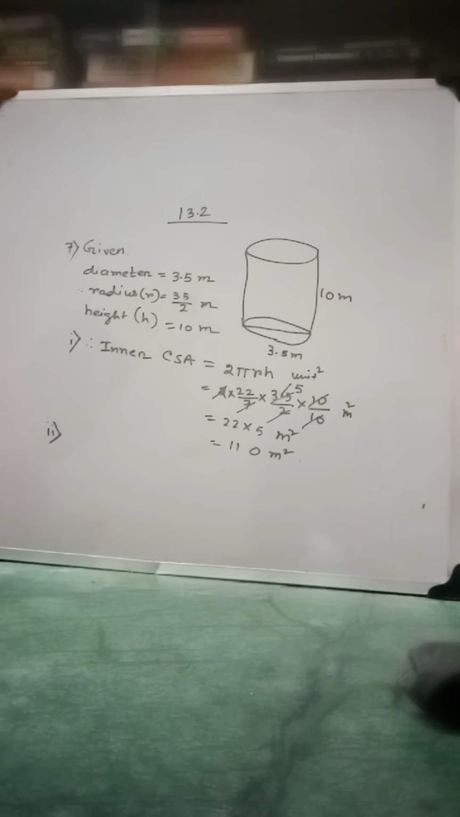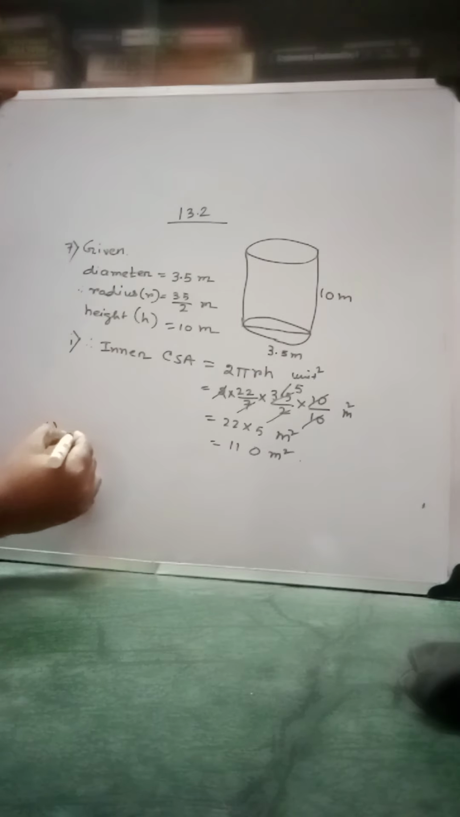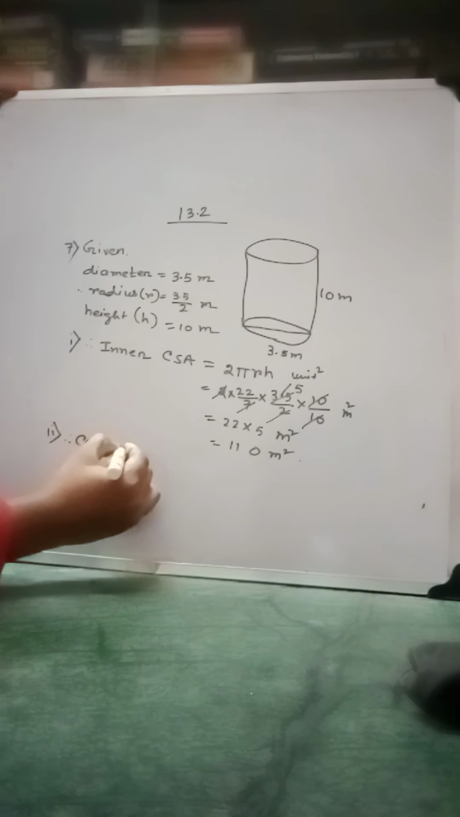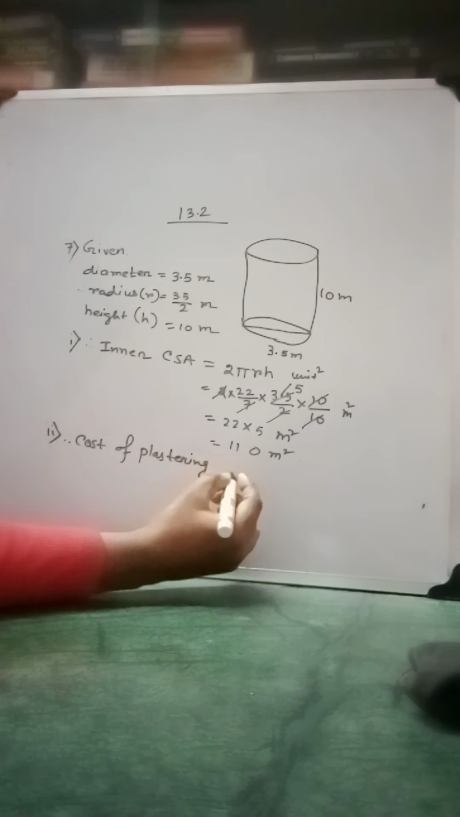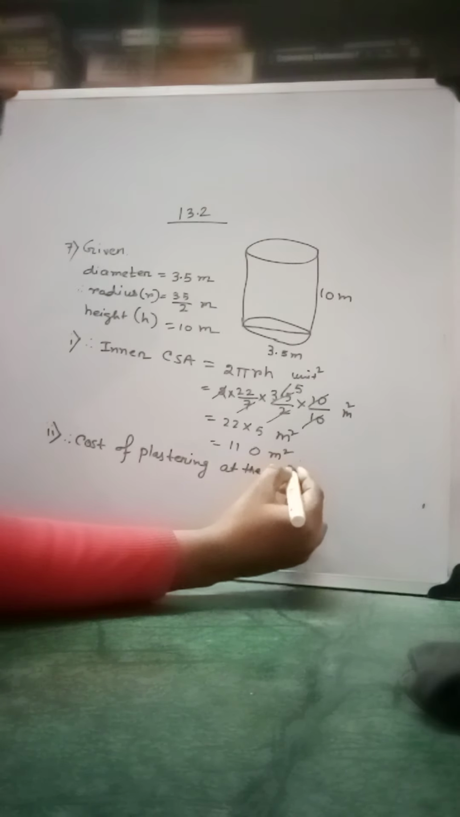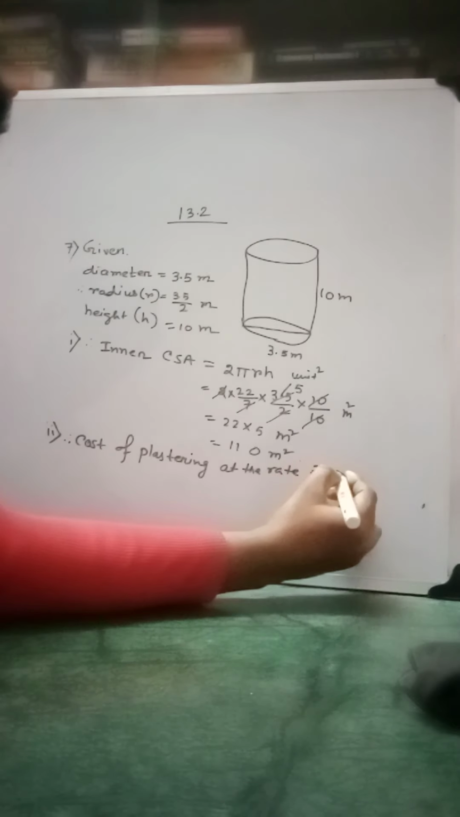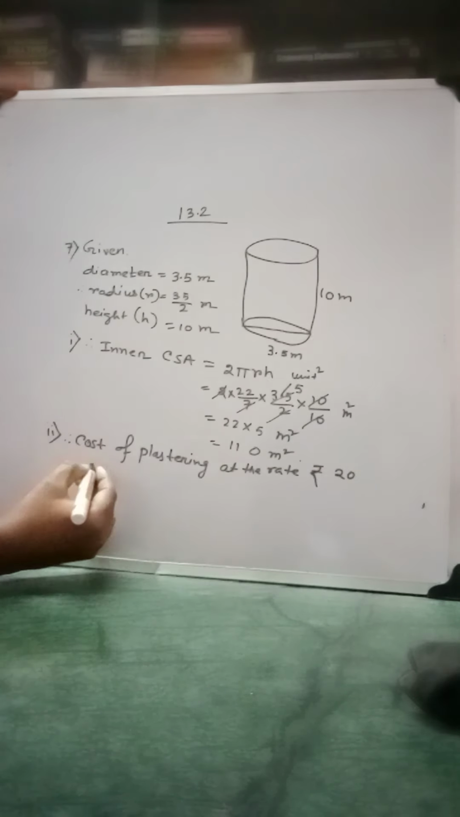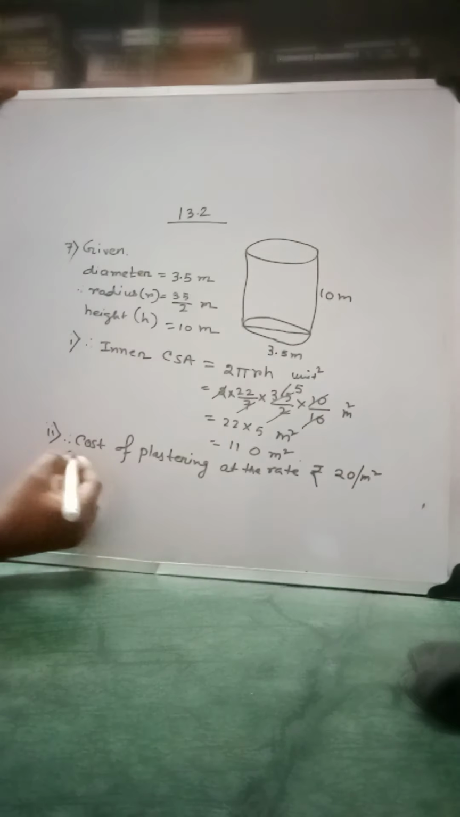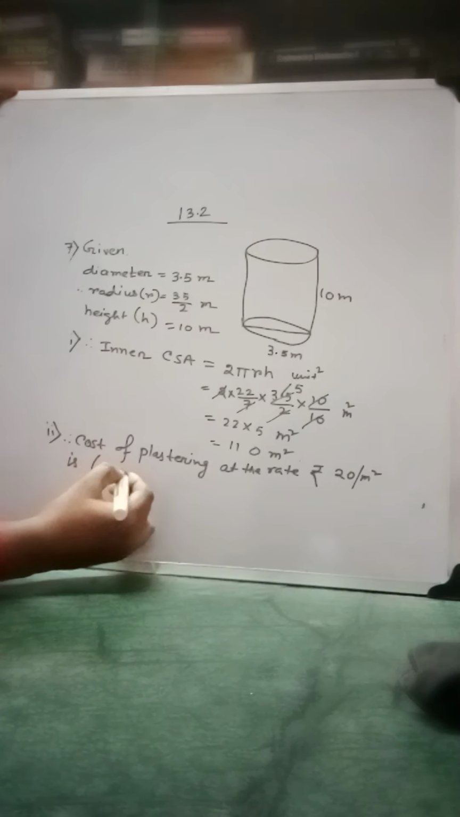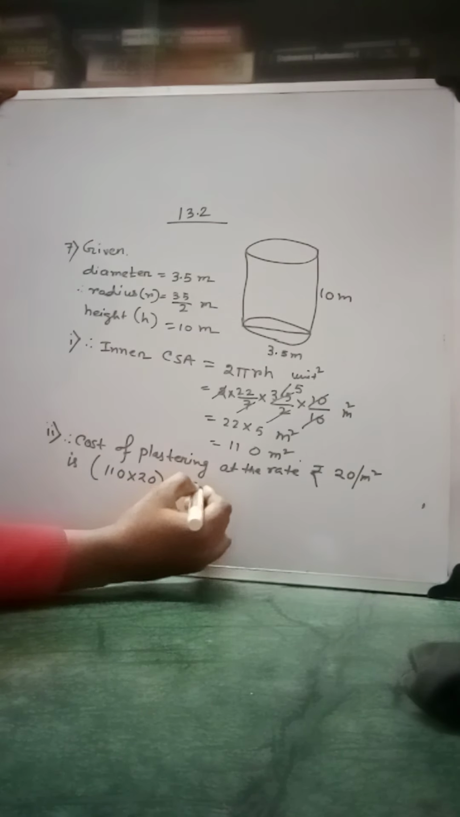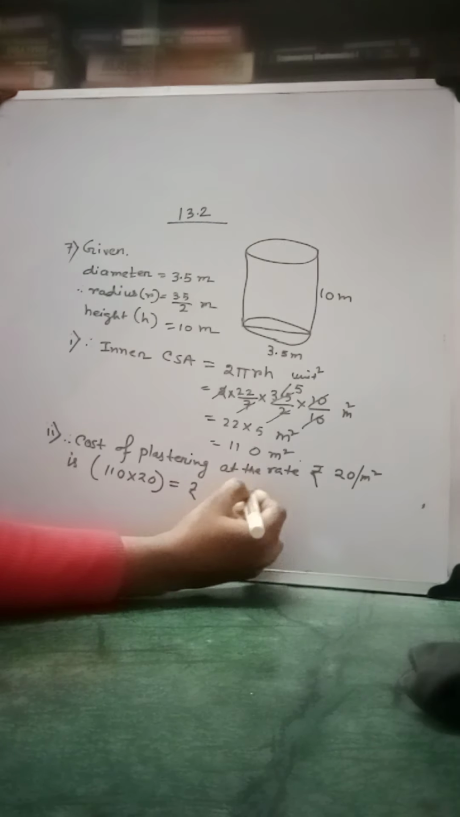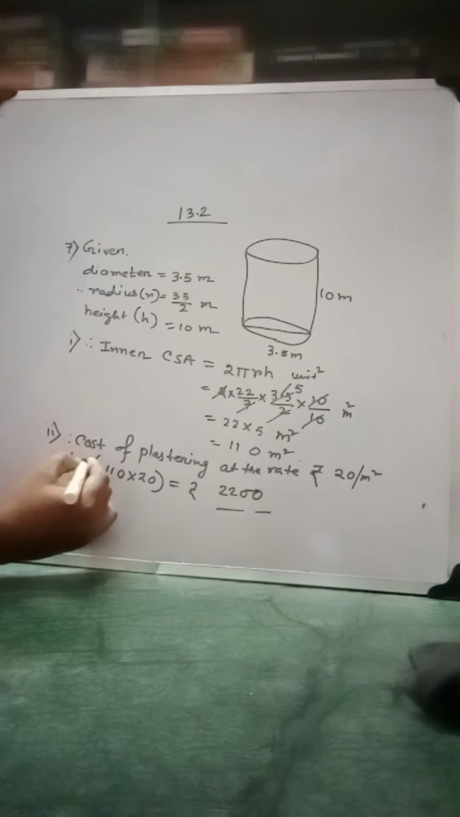Now we have to find the cost of plastering. Therefore cost of plastering at the rate rupees 20 per meter square is, simply we have to multiply the area by rupees 20. Okay, equals rupees 2200. This is the answer of question number 2.